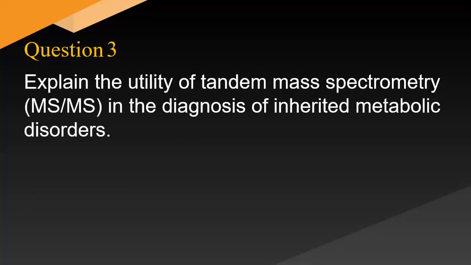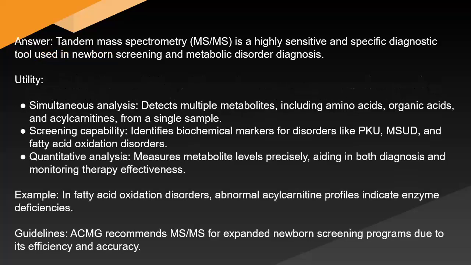Explain the utility of tandem mass spectrometry (MSMS) in the diagnosis of inherited metabolic disorders. Answer. Tandem mass spectrometry (MSMS) is a highly sensitive and specific diagnostic tool used in newborn screening and metabolic disorder diagnosis. Utility. Simultaneous analysis. Detects multiple metabolites including amino acids, organic acids, and acylcarnitines from a single sample.